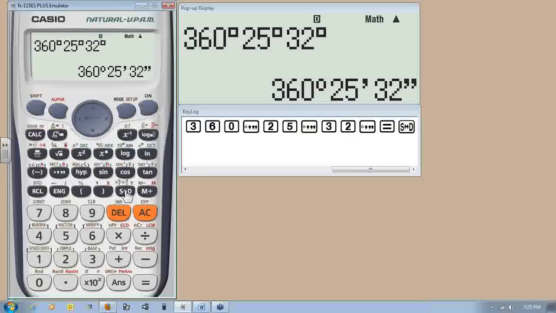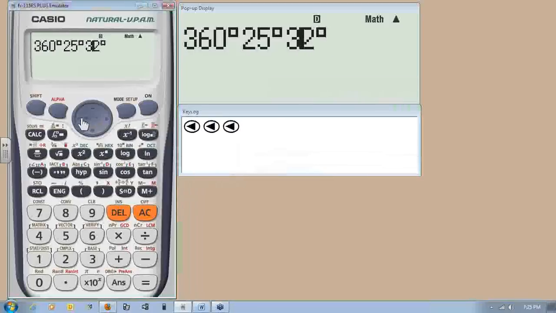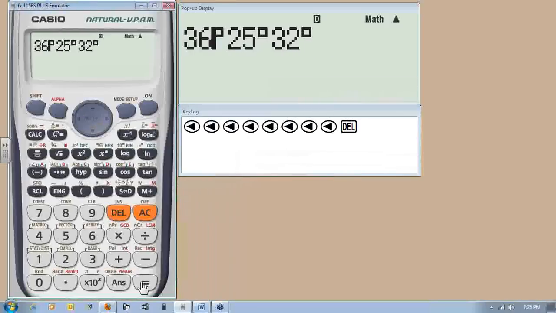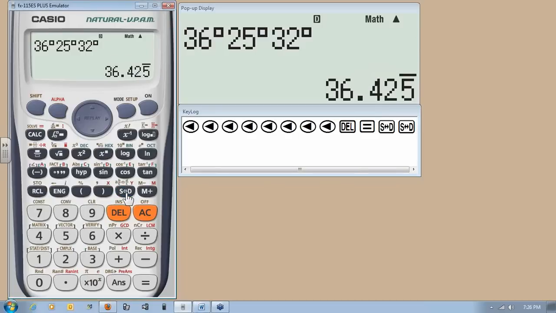S to D. Oh, I've gotten to the limit. Let me clear all. 360 is a little too large. Let's go to 36. There we go. It does have a limit. You can't really get the fraction to be anything larger than, I believe the denominator has to be under 1,000. My 360 was over 1,000, but there you go.